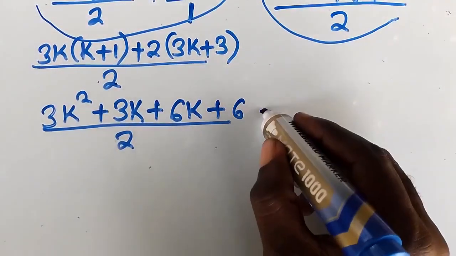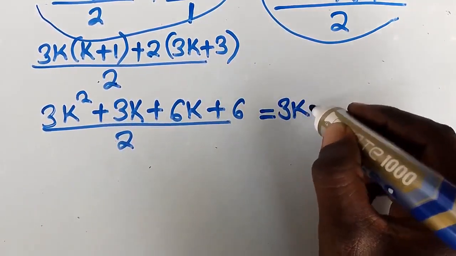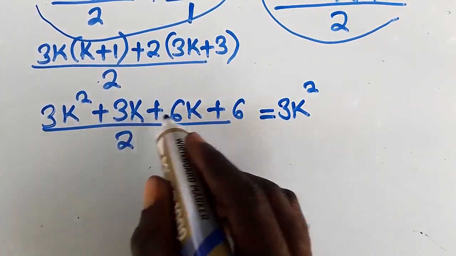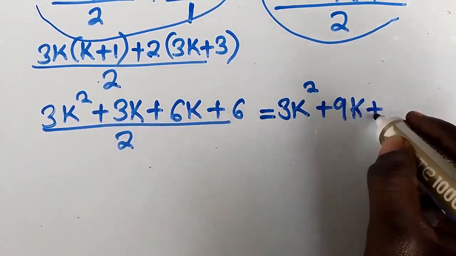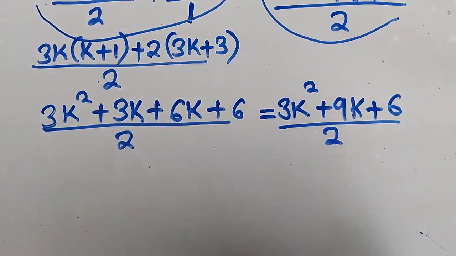So from here, you keep going. This is just the same as 3k squared. Here you add, these are like terms. When you add them, you are going to have 9k plus 6, over 2.